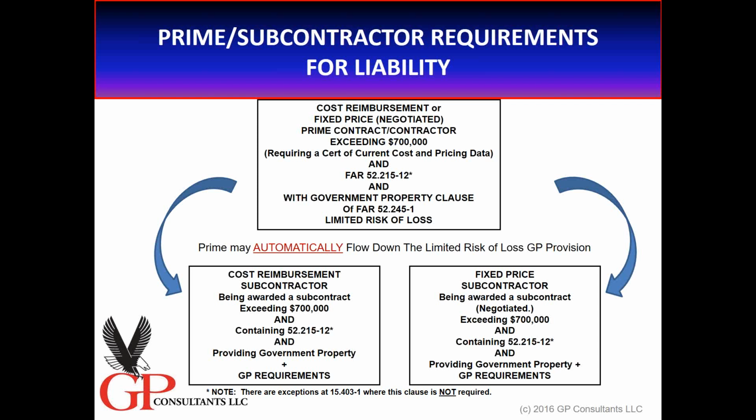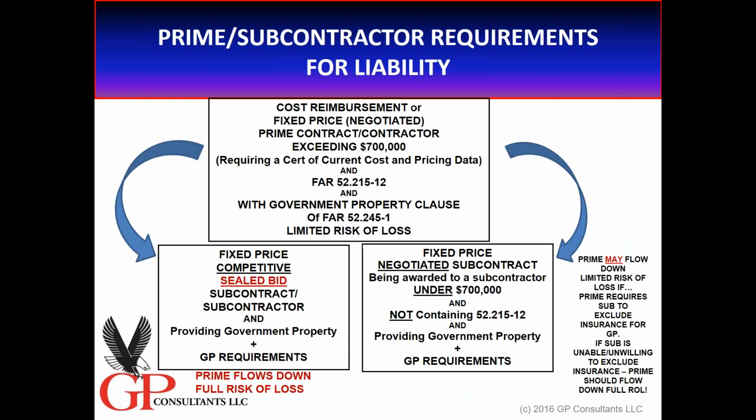Notice on the right-hand side talks about fixed price subcontracts, but this is a negotiated contract. And that negotiated contract exceeds $700,000, contains 52-215-12, and has government property on it. And you, as the prime, flowed down the government property clause requirements. Therefore, that subcontract can use the limited risk of loss. And I would say that in the majority of cases, you're dealing with one of these two situations.